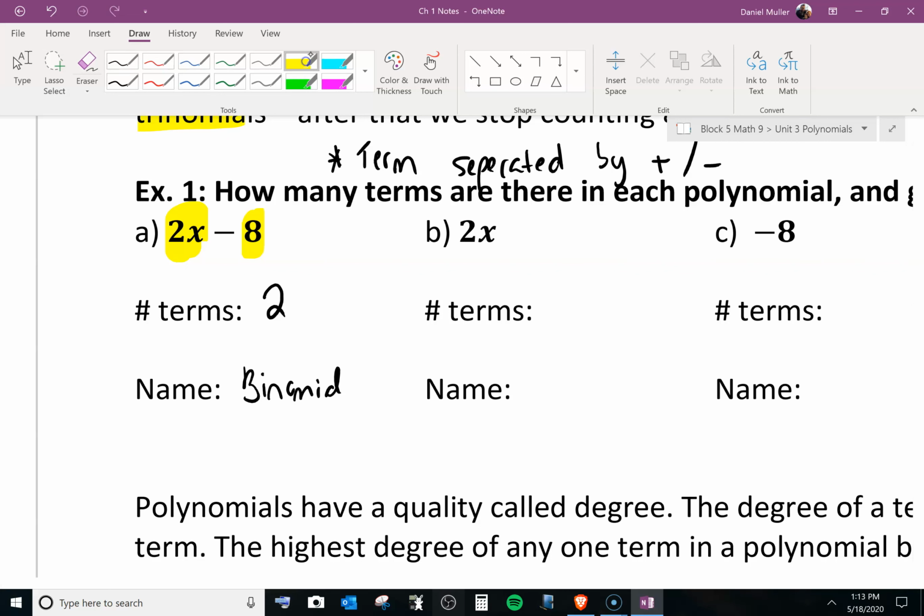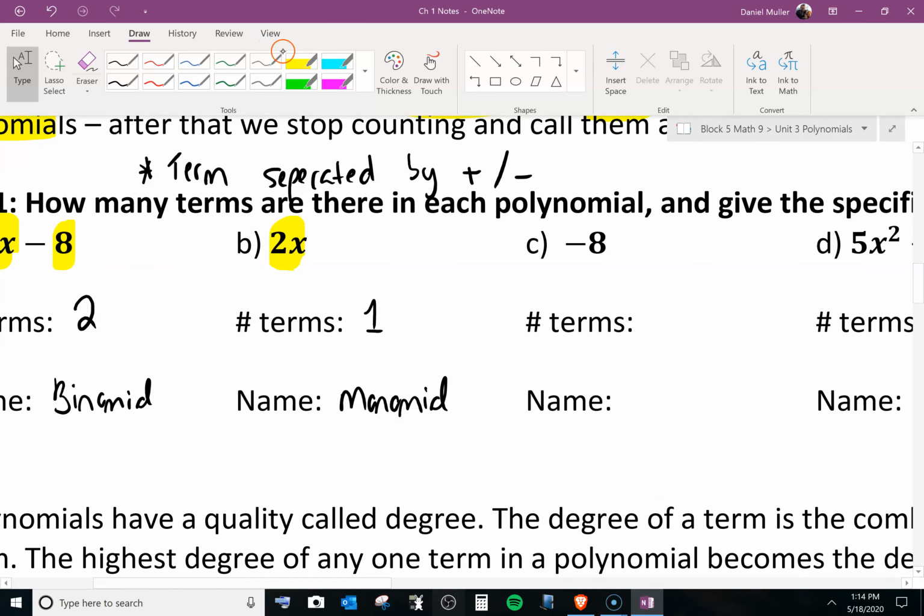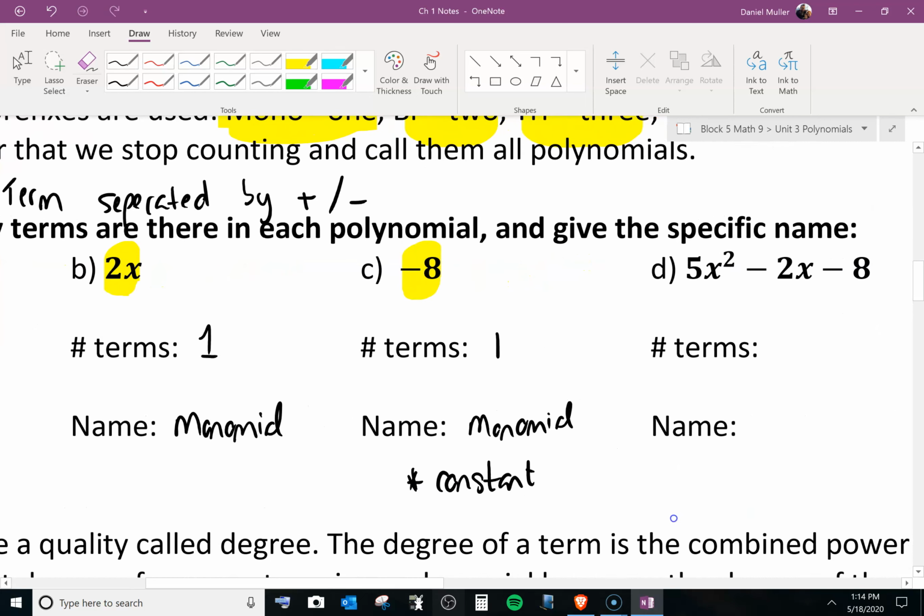Here, there is no plus or minus, so we only have just 1 term. And so we call that a monomial. Here, there is a minus sign, but it's not separating two things. So we just got a single thing, only one term, and we call that a monomial as well. There aren't any letters attached to that, so it actually has a special name. It's called a constant, which we looked at just before. But you can call it a monomial as well.